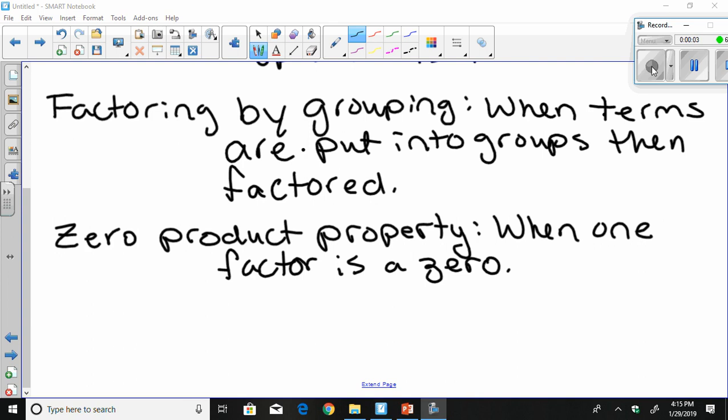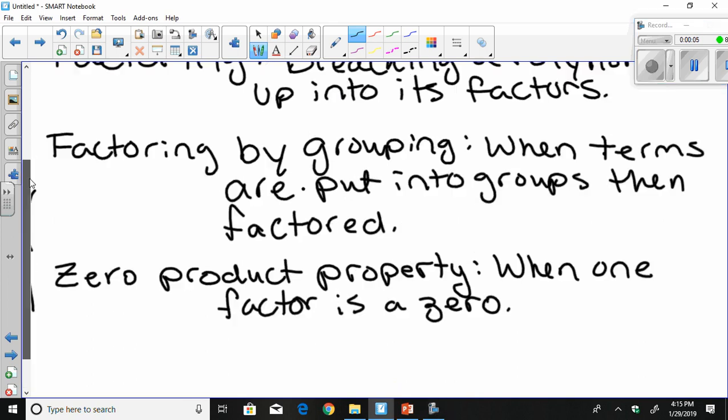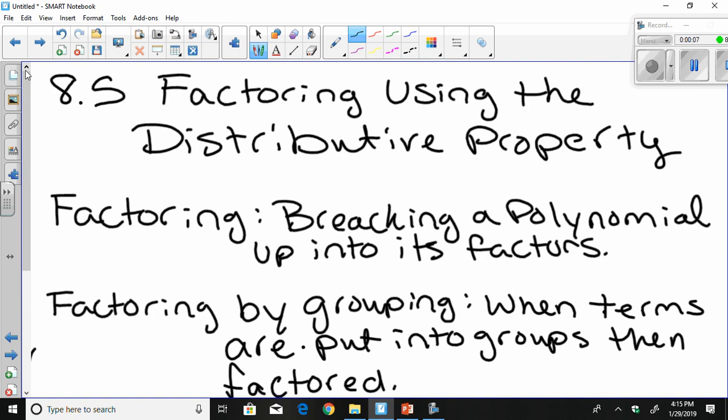Algebra 1. Chapter 8, Section 5, factoring using the distributive property.